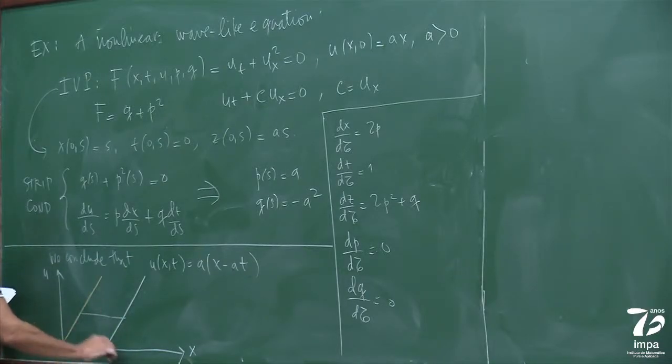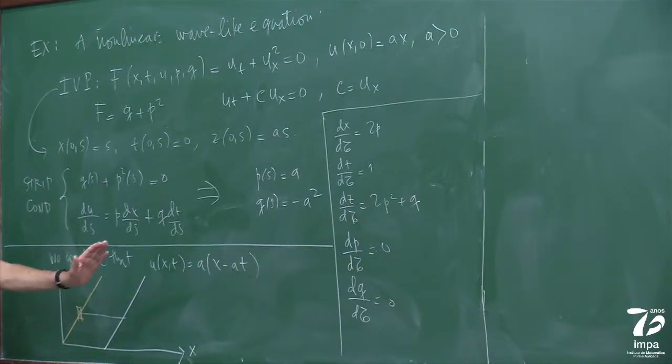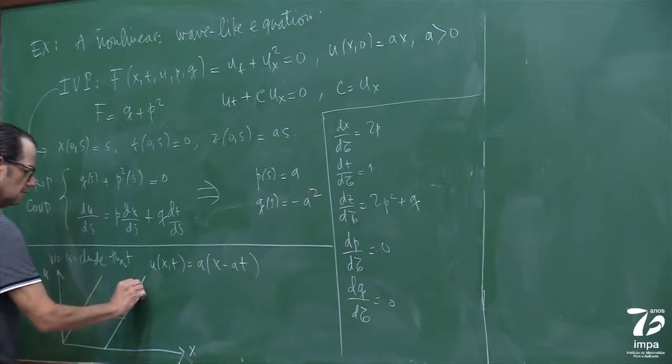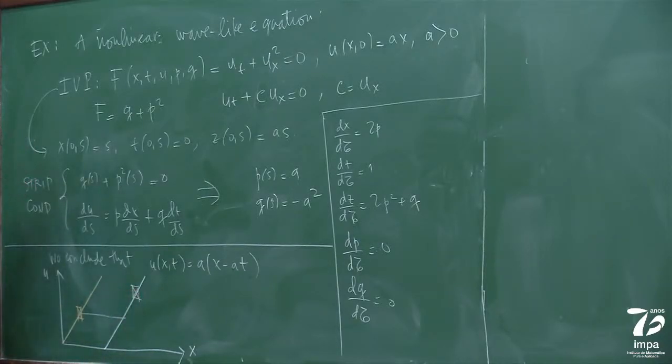If I have a point that started here, this looks like a very simple kind of wave moving that way, something translating that way. But the interesting thing is that this point that was here, later on, is here. So convince yourself, okay?